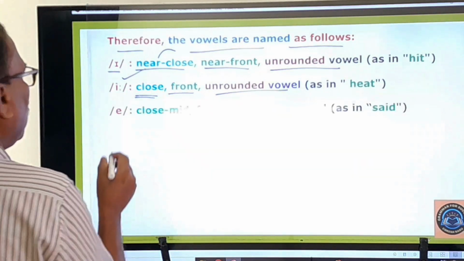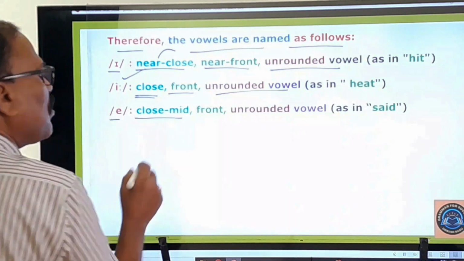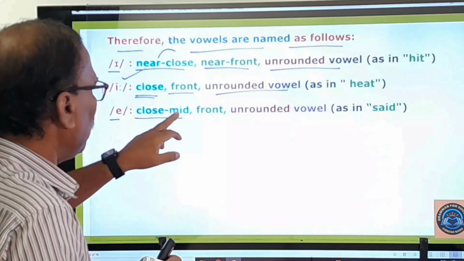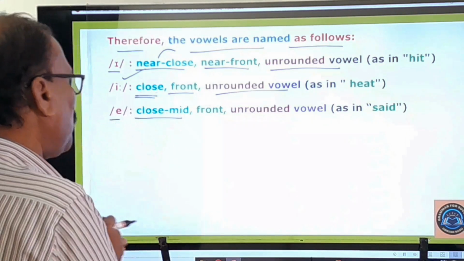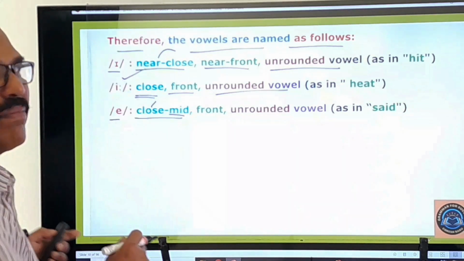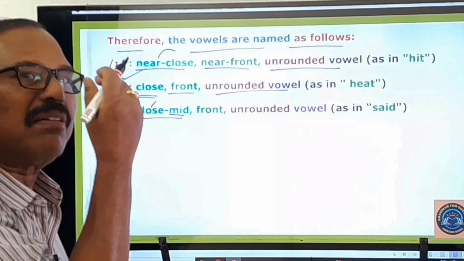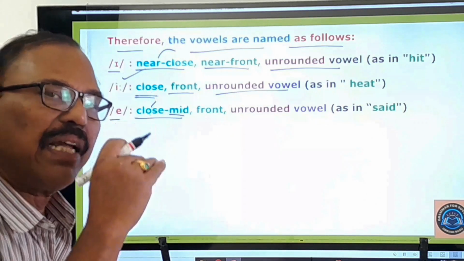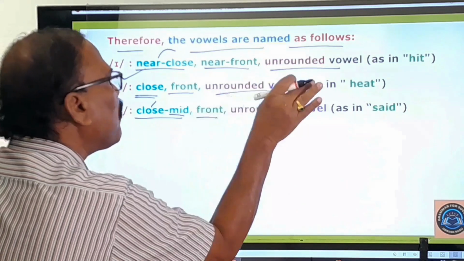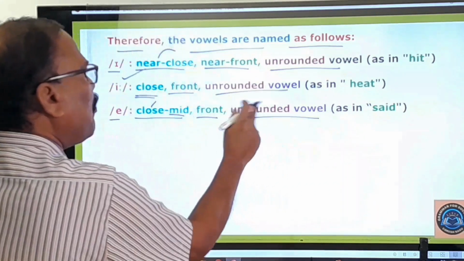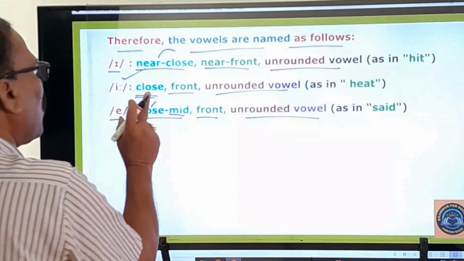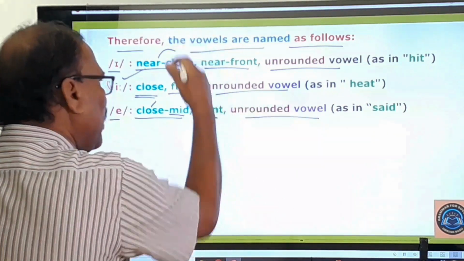And here, this A is there. This is close mid. Close mid means the tongue is in the mid position, just above the mid position. It's mid position, but it's close to the palate. So two things are there. It is close to the palate, and it's mid. Therefore, close mid. It will be trying to reach the palate, but again it is in the middle. So therefore, close mid vowel. Front, the tongue moves forward. Unrounded vowel. In the production of this vowel, lips are not rounded. And that's why close mid, front, unrounded vowel. Three things are there, right?